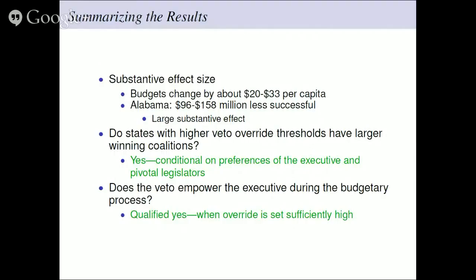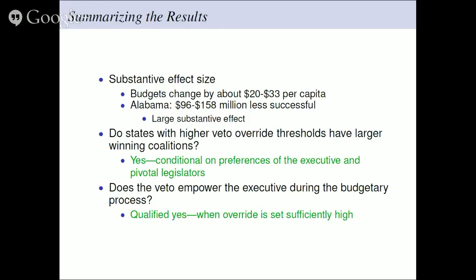So let's compare Alabama and Louisiana. Alabama has a majority override requirement. Alabama and Louisiana have about the same population. Louisiana has a 2/3 majority override requirement. If we take that substantive effect in Alabama, that means Robert Bentley, the governor of Alabama, is between $96 and $158 million less successful than Bobby Jindal. When they propose their budget, the legislature changes it by about that much. That is a large substantive effect.